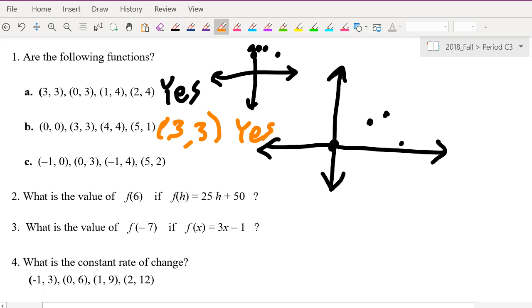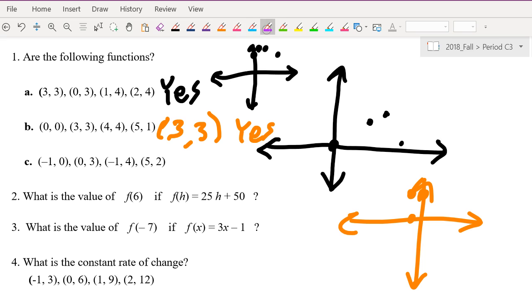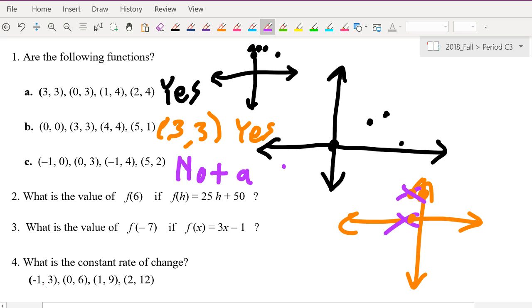All right, what about this one? What do you think? (-1, 0), (0, 3), (-1, 4). Uh-oh, SpaghettiOs. It's a no. This is a no. Absolutely not. Not a function.